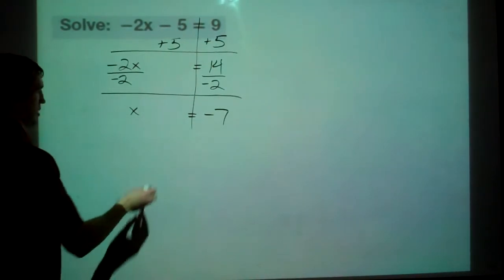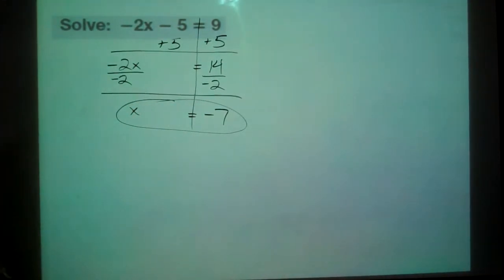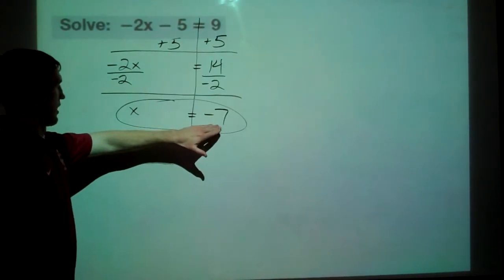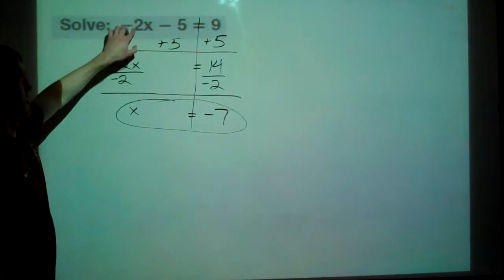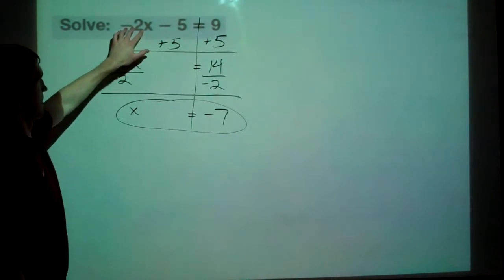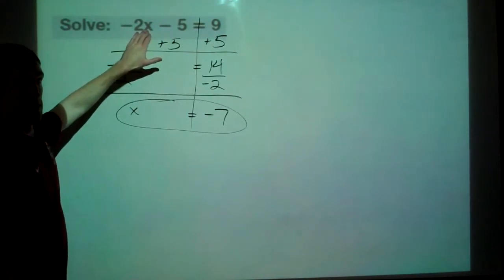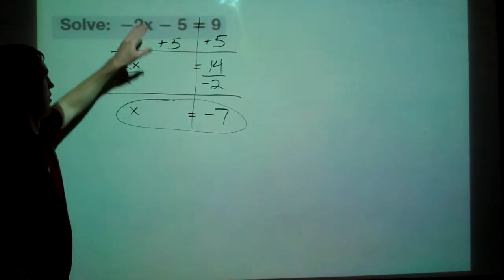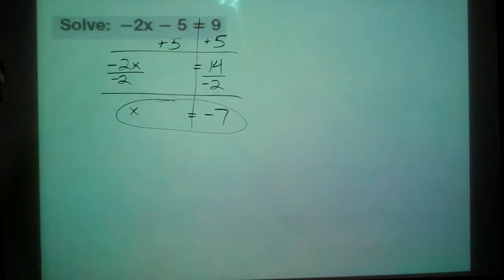And 1x. So we have to solve. Because 1x just means x. So x should be negative 7. Let's see if that makes sense. We can go back and check. Let's put negative 7 in for x. Negative 2 times negative 7. So 2 negatives multiplied together gives us a positive. So we've got negative 2 times negative 7 is a positive 14. 14 minus 5 is 9. And that's how we can go back and check it.